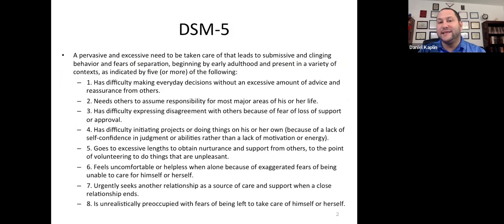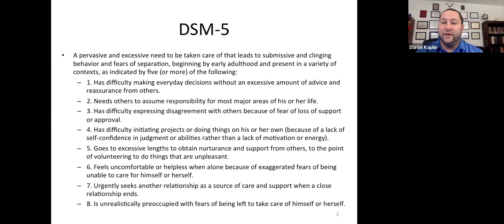In the DSM-5, there are 8 criteria that reflect dependent personality disorder. Now, you don't need all 8 criteria. You need 5 or more of the following symptoms. First, the person has difficulty making everyday decisions without excessive amounts of advice or reassurance. Second, they need others to assume responsibility for most aspects of their life.